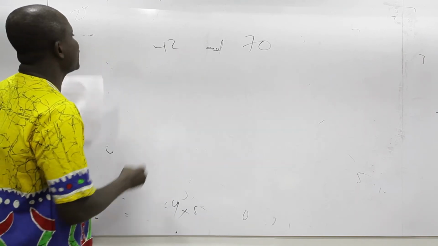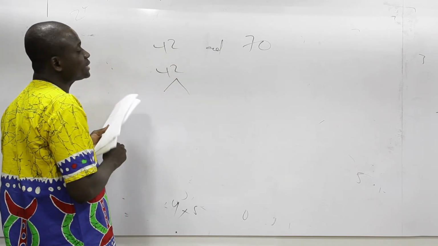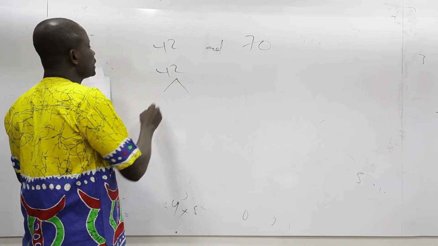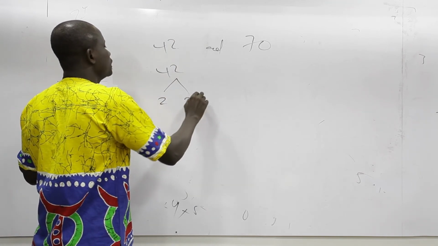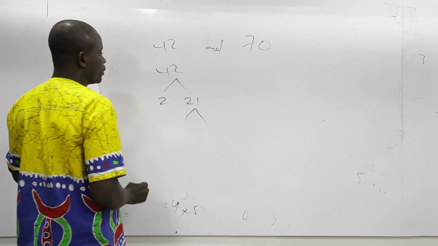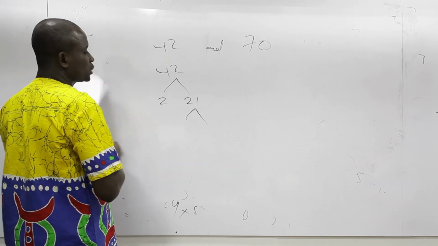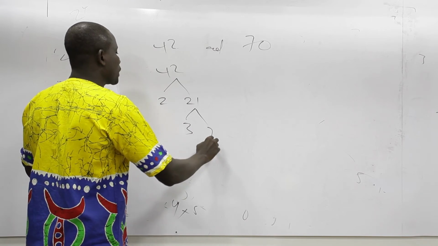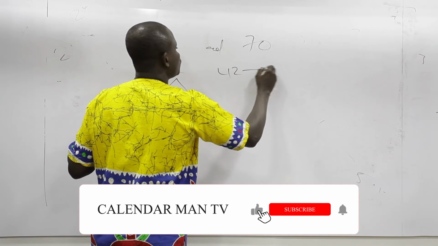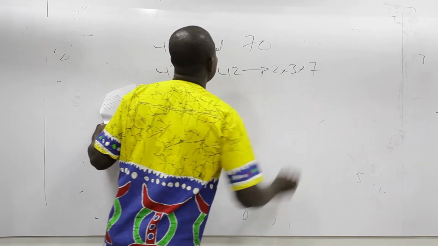Now let's start with 42. What is the prime factor here? I think we have 2, and here is 21, right? Can we extract 2 from here again? No. But the next prime factor we can talk about is 3. So I can have 3, and then here is 7. So for 42, I'm going to have 2 times 3 times 7.